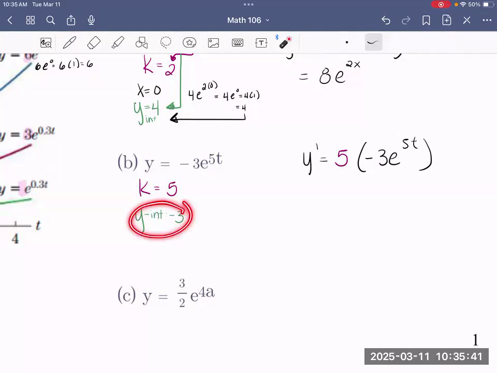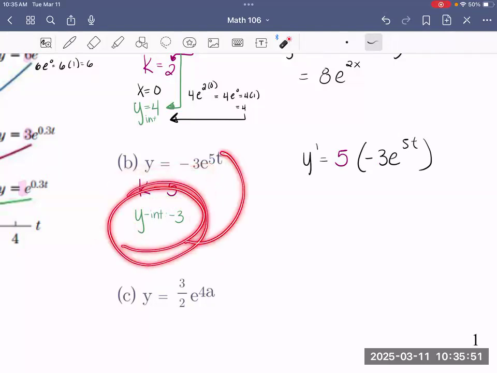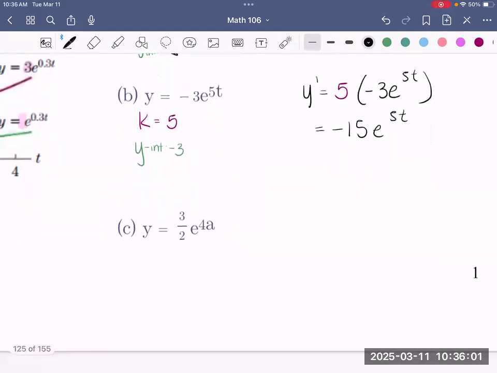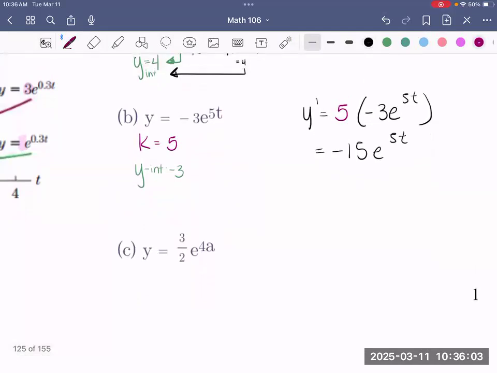Now, again, notice that I'm not quite using my y-intercept yet, but in the future, you might only be given a few items, in which case you would need to figure out how this relates to this structure here, and kind of work backwards. So we have equal to -15e to the 5t. Let's try it again one more time. K is equal to 4. Y-intercept is 3/2.